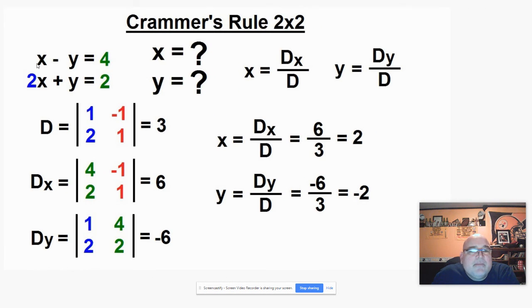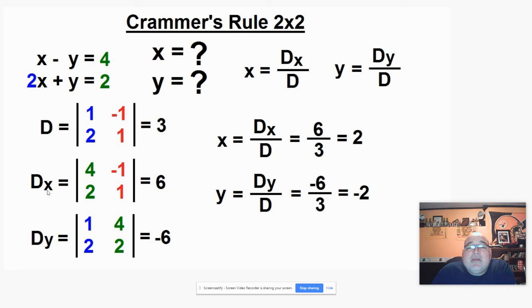Here's our system, x minus y equals 4, and 2x plus y equals 2. So again, we take our coefficients and make a matrix. 1 and 2 are the x coefficients, that's the first column. Negative 1 and 1 are the y coefficients. Again, notice the equations match up. 1 and negative 1 are the coefficients of the top equation. 2 and 1 are the coefficients of the bottom. So now we'll define the determinant. 1 times 1 is 1. 2 times negative 1 is negative 2. This determinant is 3.